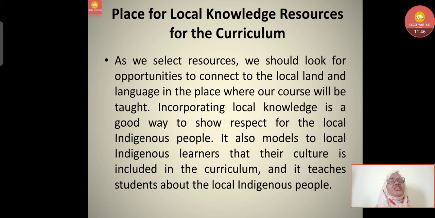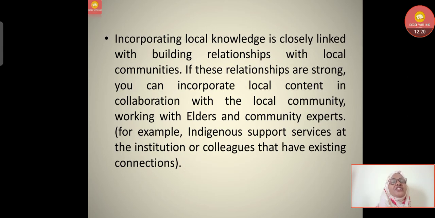Incorporating local knowledge is a good way to show respect for the local indigenous people. It also models to local indigenous learners that their culture is included in the curriculum, and it teaches students about the local indigenous people, that is, indigenous diverse people. So our country is a diverse country. Whatever curriculum we are developing, even the local things should be included so that the students will have knowledge about different regions, cultures and indigenous people.